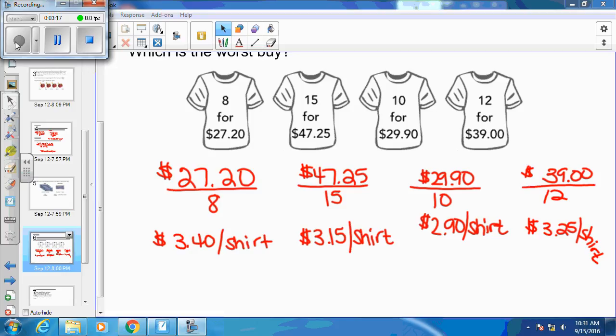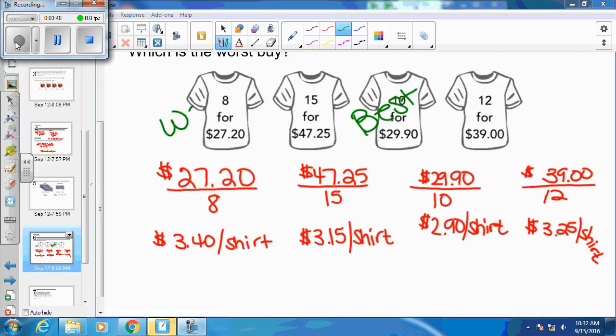I calculated the unit rates for each of the 4 shirts. I got $3.40 for the first, $3.15 for the second, $2.90 per shirt for the third, and $3.25 per shirt for the 4th. So, which is the best buy? The best buy is the 10 shirts for $29.90, excuse me. And the worst buy was the 8 shirts for $27.20.